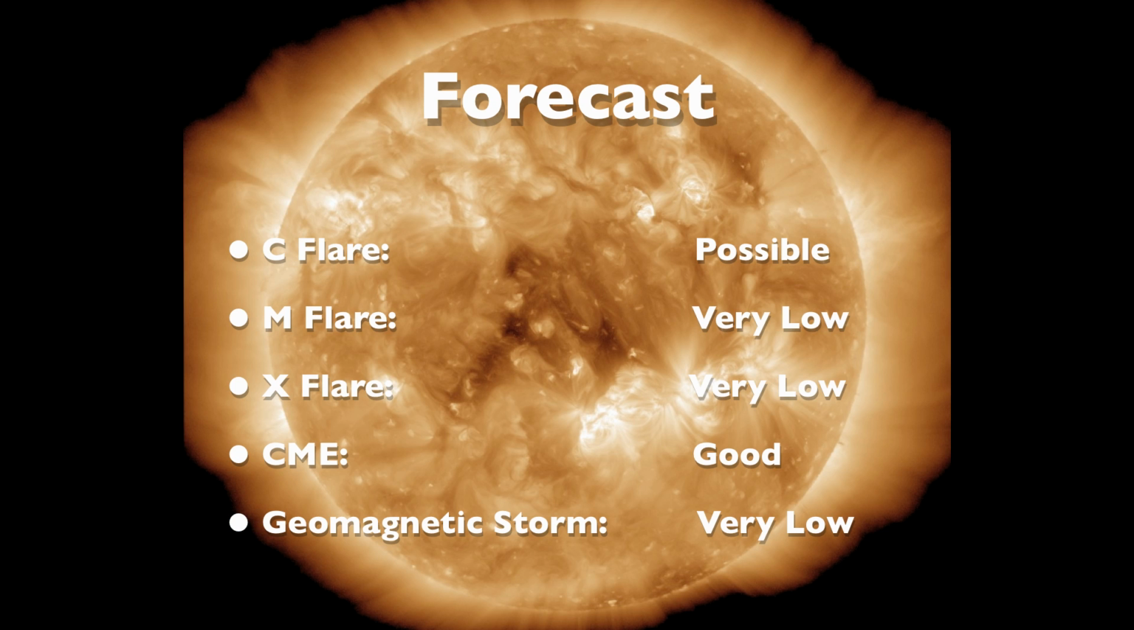Forecast: we expect to see more C flares possibly, very little chance of M and X flares, and still a good chance of seeing more CMEs. The geomagnetic storm level is very low, but again we might see this elevated over the weekend as the high-speed solar wind stream impacts the Earth.